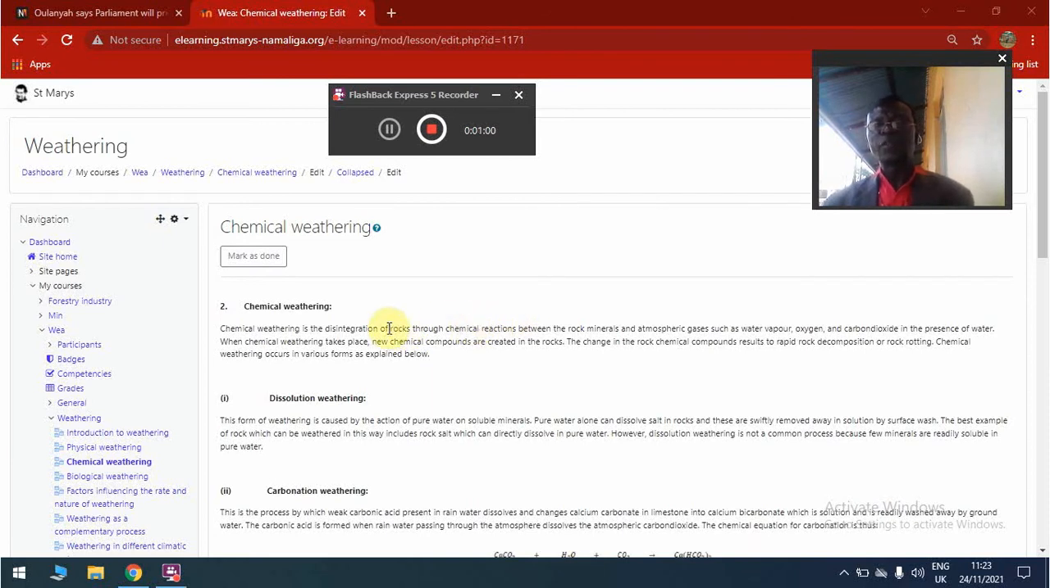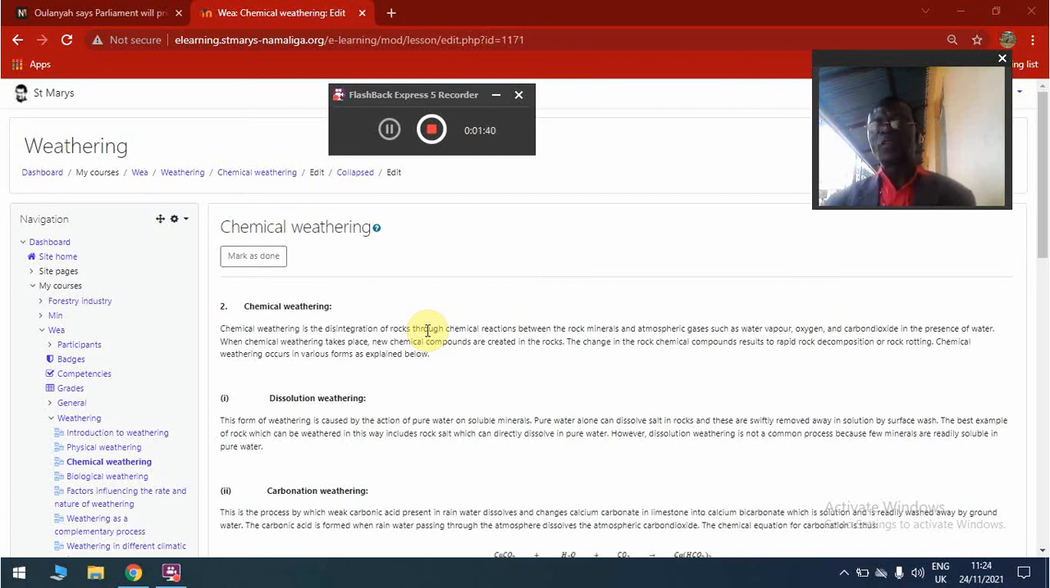Now, in terms of definition, chemical weathering is the disintegration or breakdown of rocks by chemical means, while changing the end product of the weathered rock particles. In other words, there is a chemical reaction taking place during the process of chemical weathering, and this will result in the production of new chemical compounds within the weathered rock fragments.